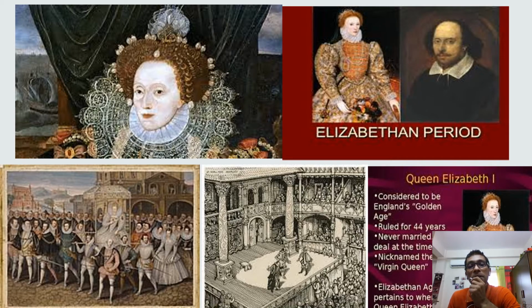In the bottom middle picture, you can see the Globe Theatre, which was very important at that time because Shakespeare used to have his own place at the Globe Theatre, and on the right side again the picture of Queen Elizabeth. These are some of the pictures to make you understand what I'm going to talk about, or what the topic is about. All these images clearly indicate that we are going to talk about a very important period in the history of English literature, that is the Elizabethan period. Let's go to the next slide.